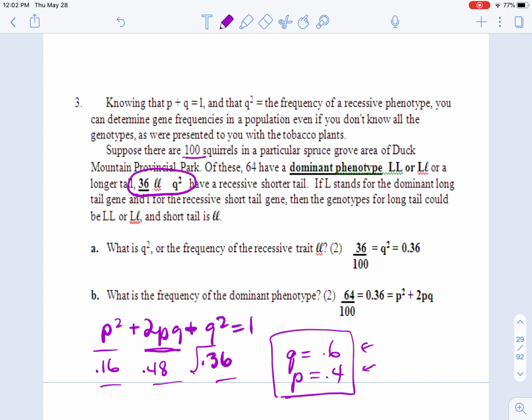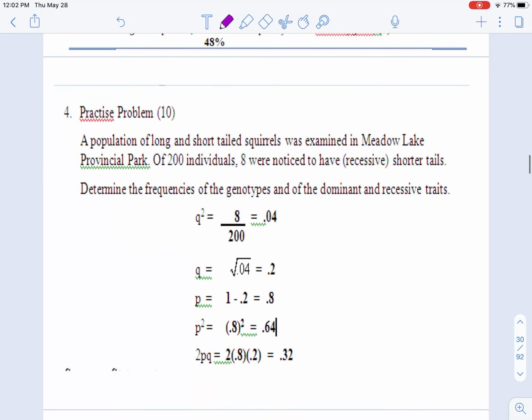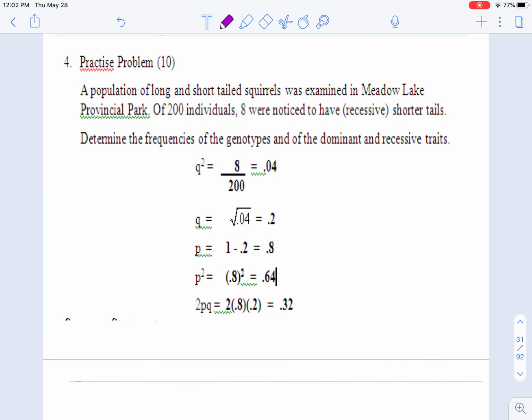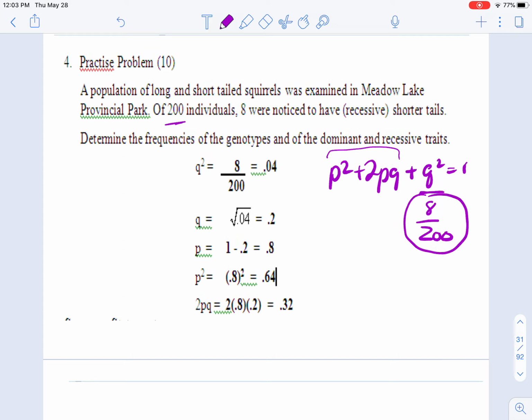This one is the easy one because there were 100 squirrels. They are not always 100 in the population. So you have to be careful this time. There's 200 squirrels in question 4. And you just want to make sure that when you write your formula out, if there were 8 out of 200, if they give you a number that's the recessive, remember we're mostly always starting with recessive because you can actually see those in the population. And these two always look the same, so that's what we're calculating for.